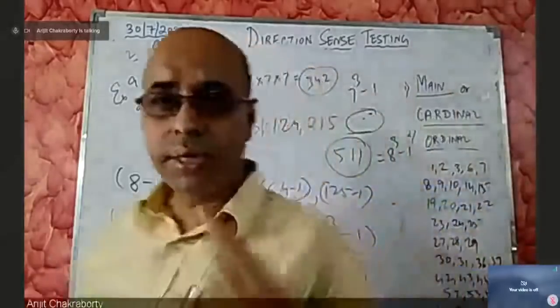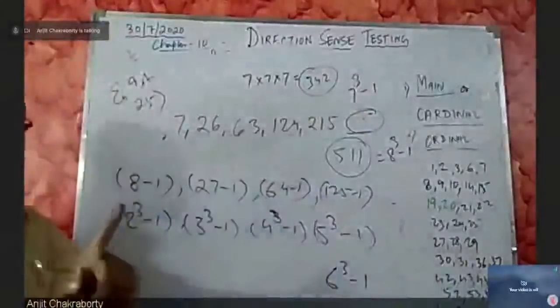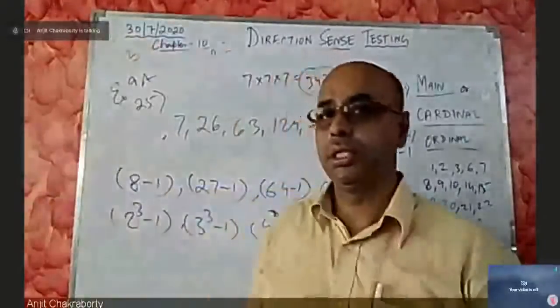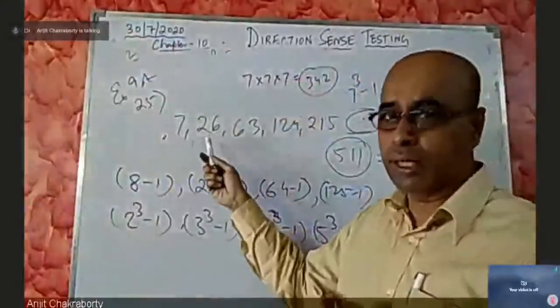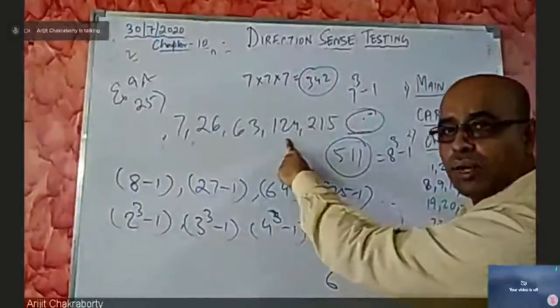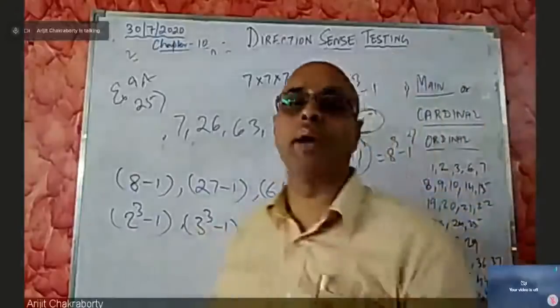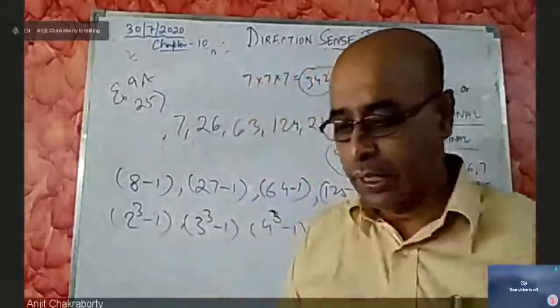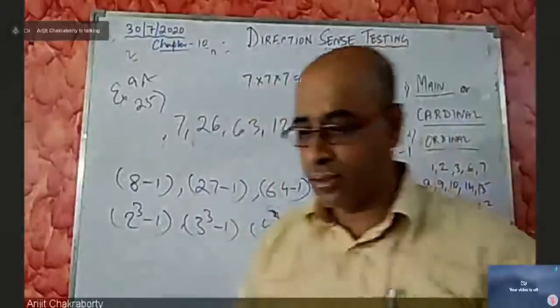So you can see all these numbers are nothing but one short of cubic numbers. 27 minus 1, so one short of 27 is 26. 124, one short of 125, which means 5 cube minus 1. So just break it up. So this is your 25.